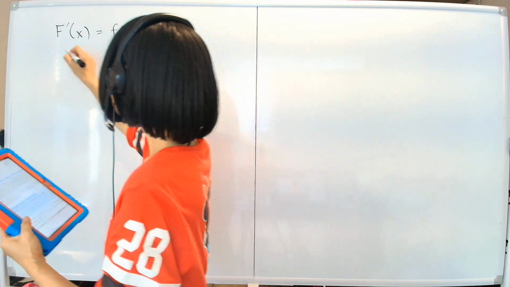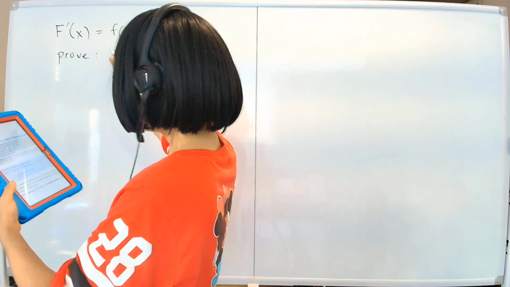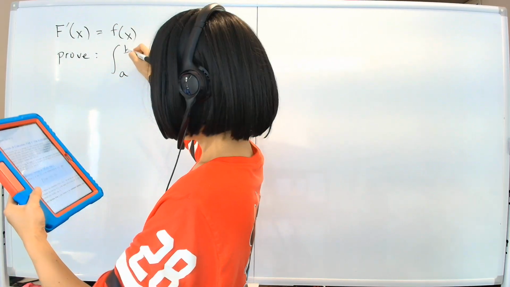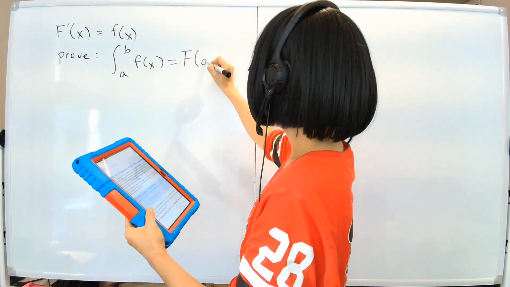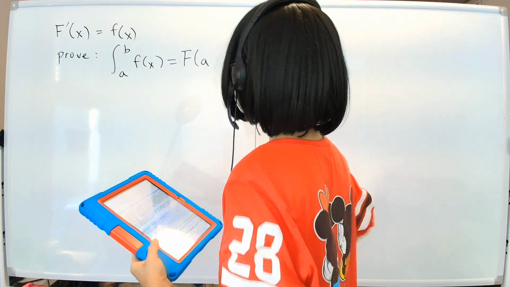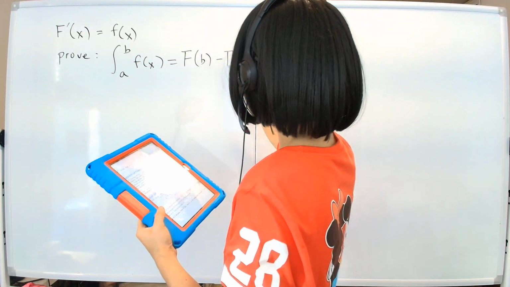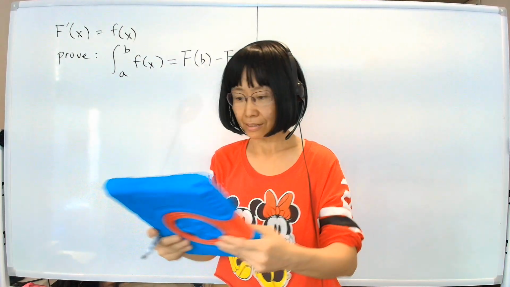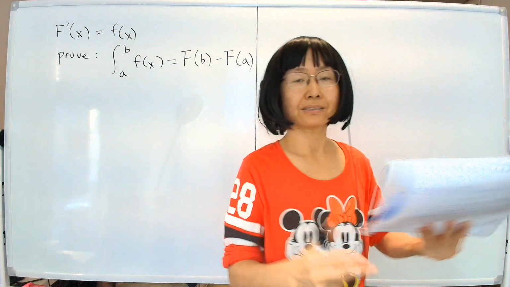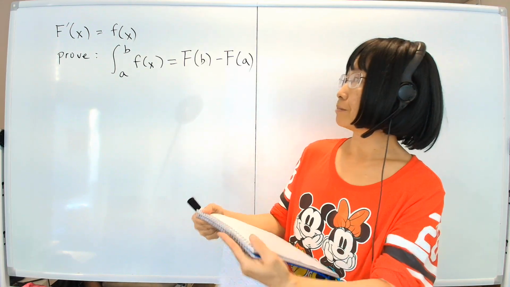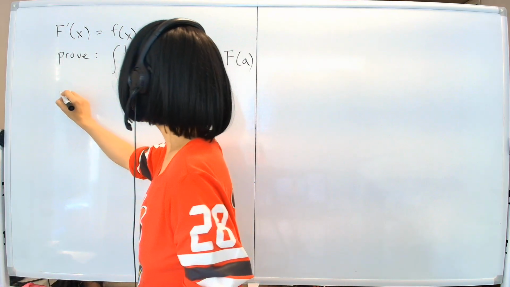In that case, we're supposed to prove that the integral from a to b of small f is equal to big F evaluated at b minus big F evaluated at a. All right. So here's how I proved it, taking advantage of the fundamental theorem of calculus part 1. So here's what I did. Now here's the proof.